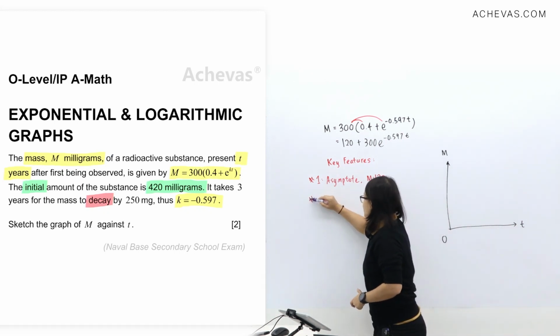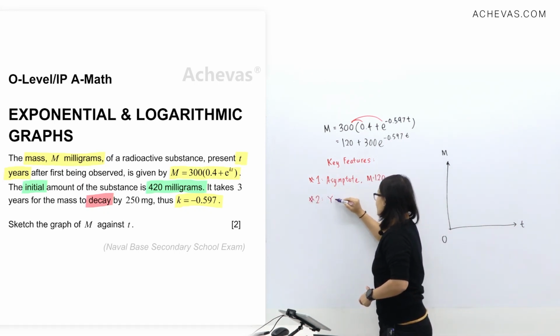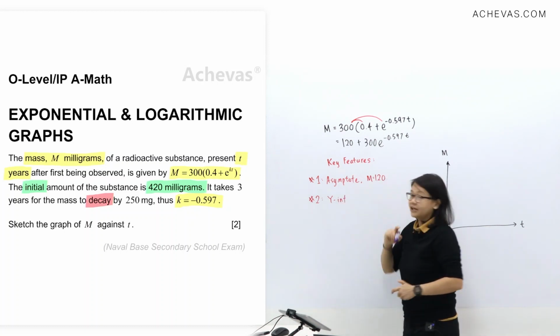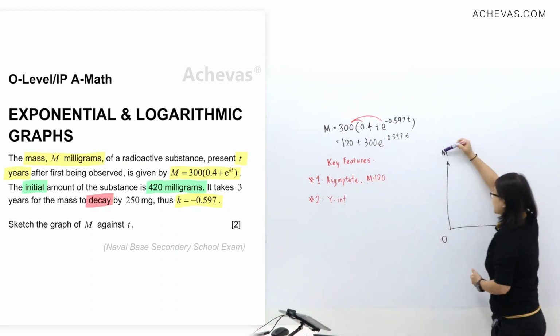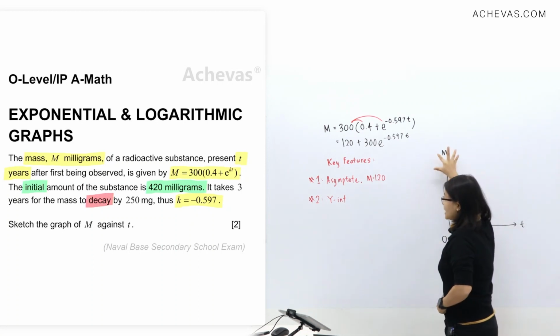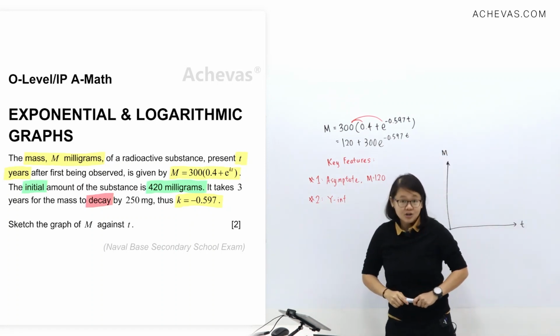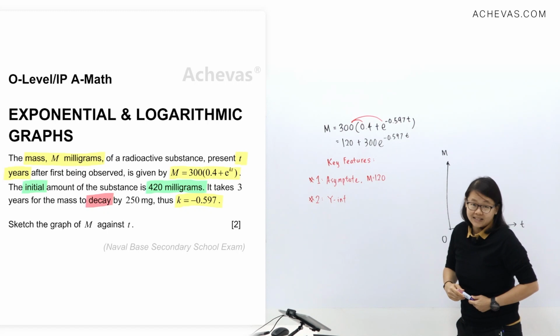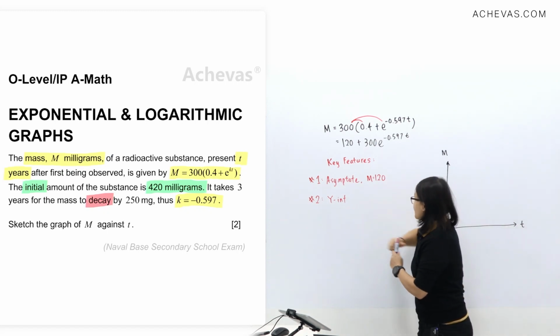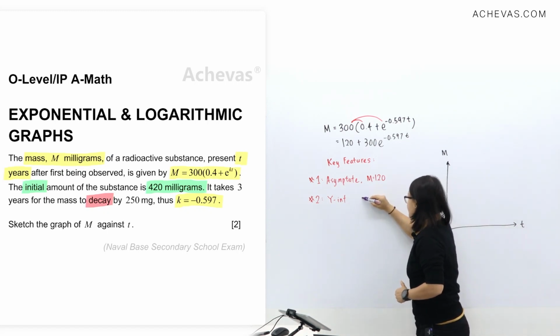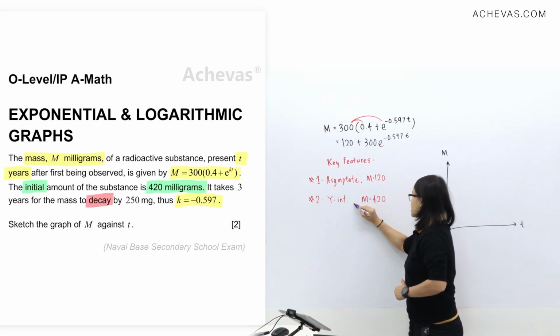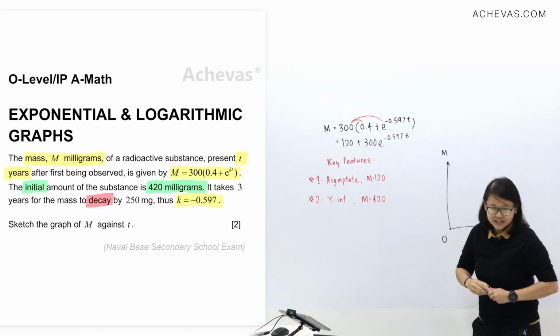Let's look at key feature number 2, the vertical intercept. I'm just going to call it the capital Y-intercept in this case. This is actually m. What happened here is that we are given the initial amount, so that's going to be where you start. So for this Y-intercept, I will have m equals 420 because it is given by the question.